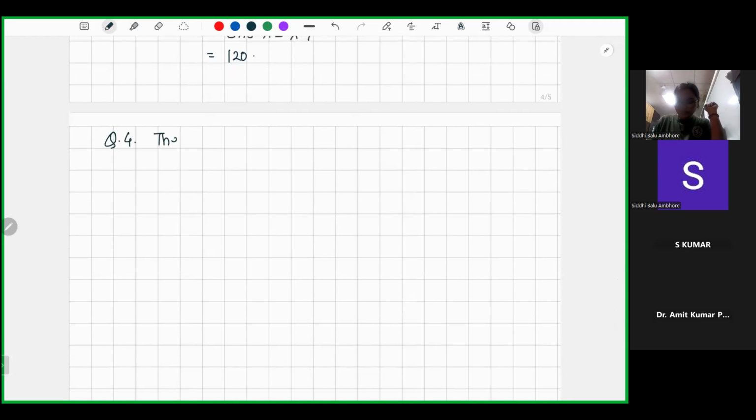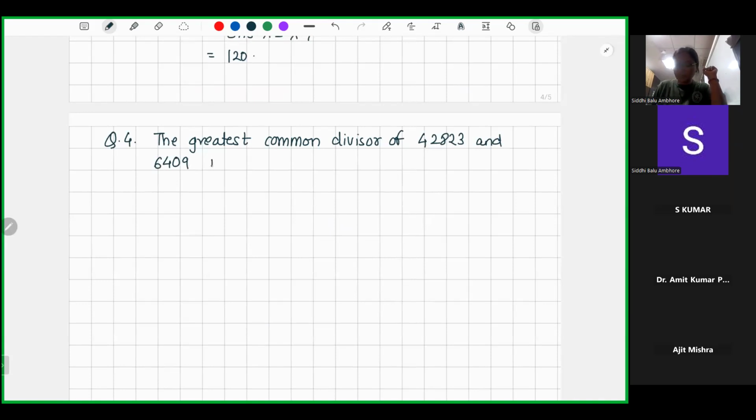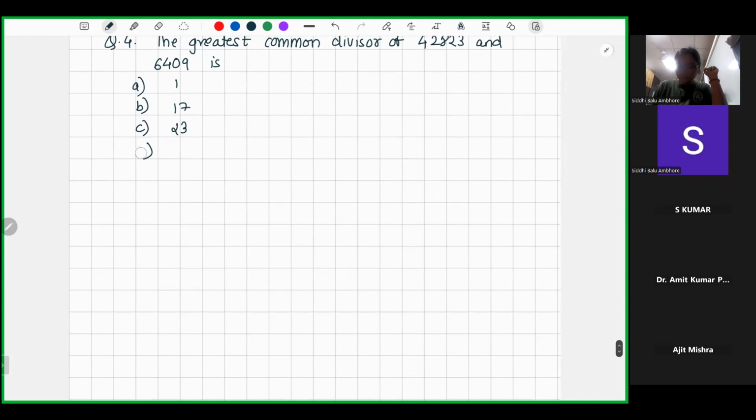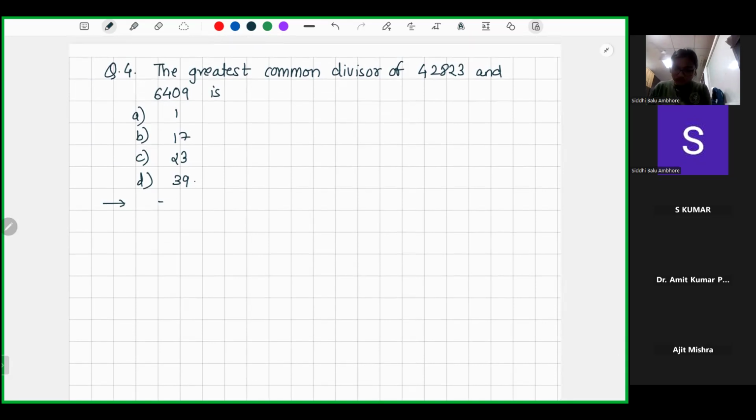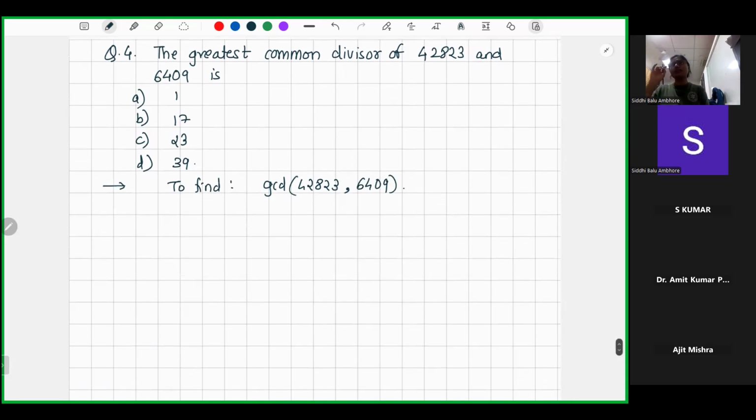Question 4: the greatest common divisor of 42823 and 6409 is, the options are 1, 17, 23, and D is 39. This is the question we have. We have to find the GCD of these two numbers. So in short, we have to find the GCD of 48223 and 6409. How to proceed? Any guesses?